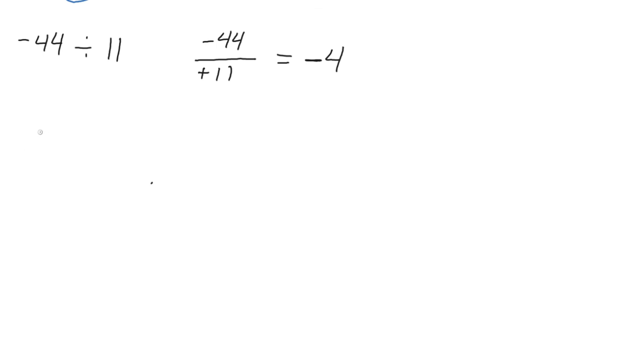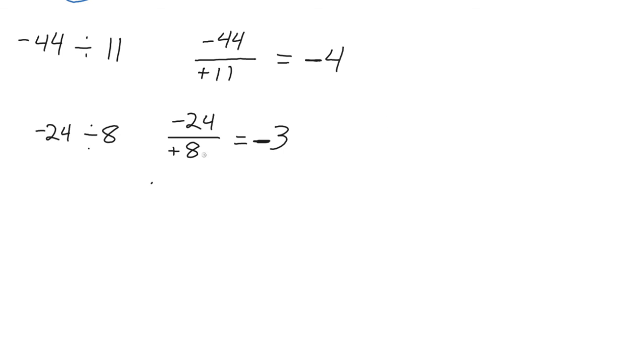Okay, let's do another one. Let's do negative 24 divided by 8. Okay, negative 24 divided by 8. Well, the 8's positive. You can write a positive there if you want. These are also different signs. So you're going to have a negative. And then 24 divided by 8 is going to give you 3. So it's going to be a negative 3.